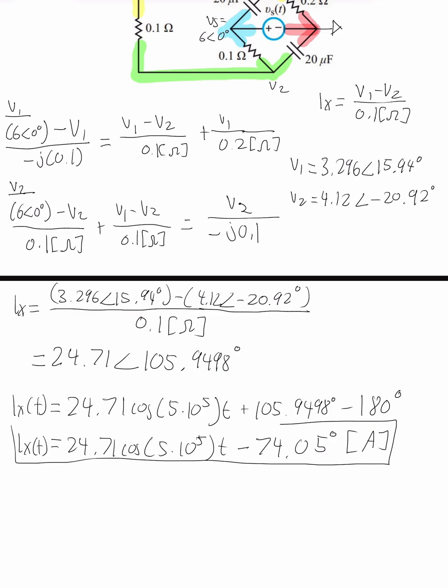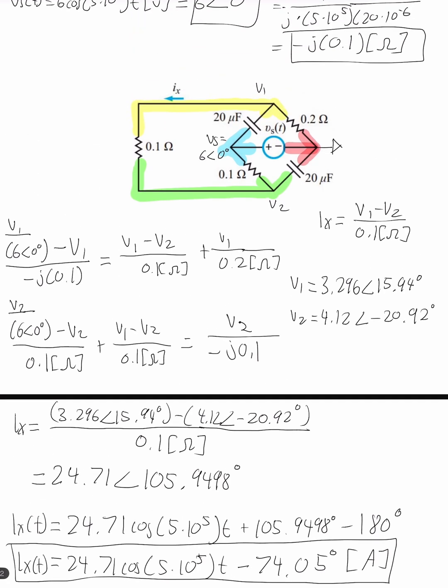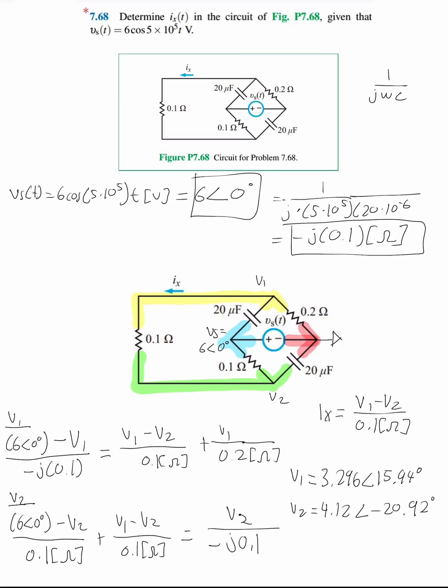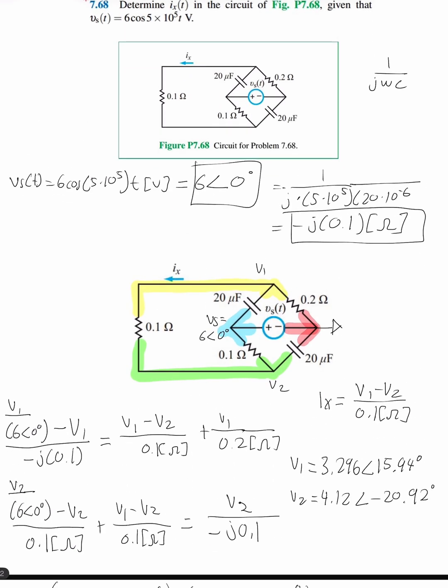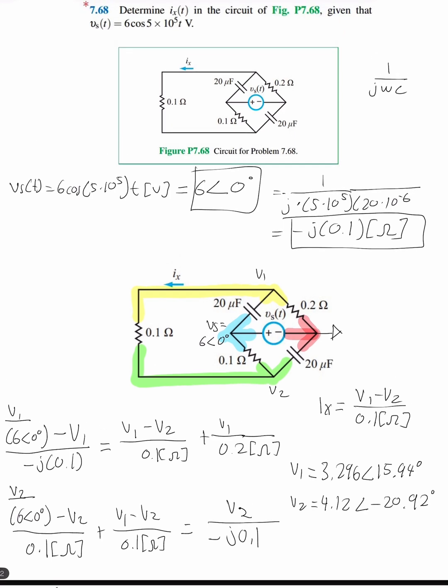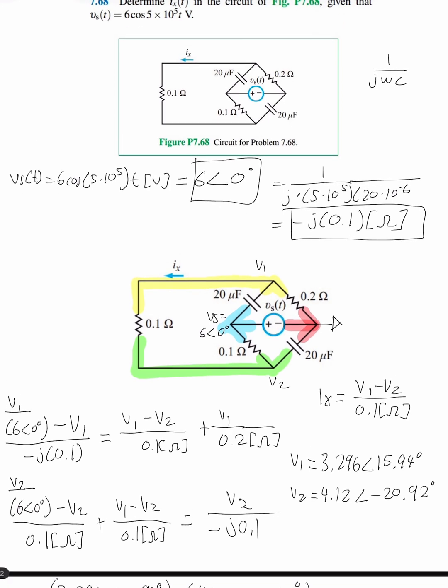And that is how you find Ix(t) given that Vs(t) equals 6 cosine 5 times 10 to the 5th t volts using this equation.